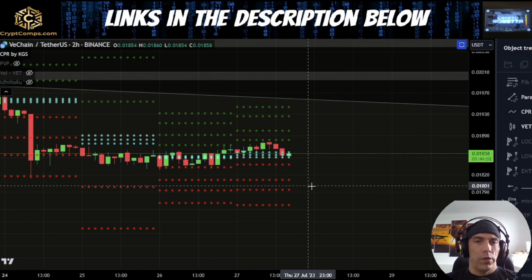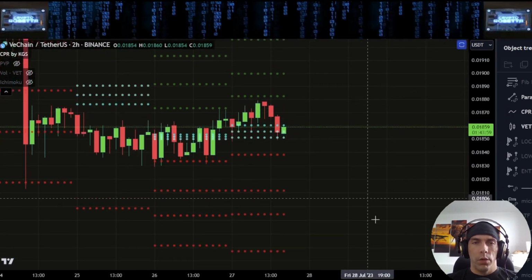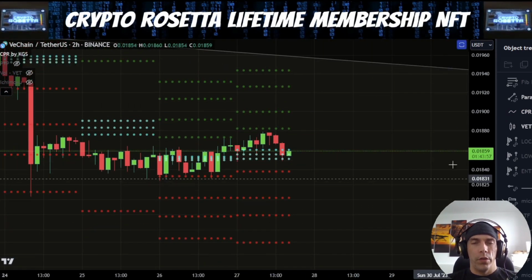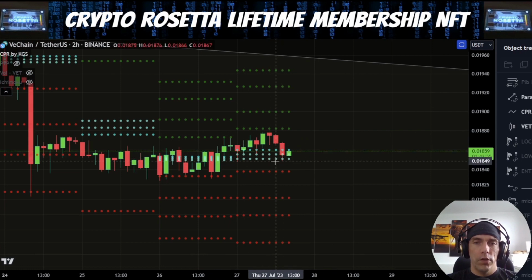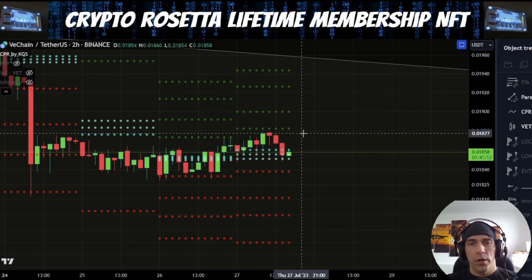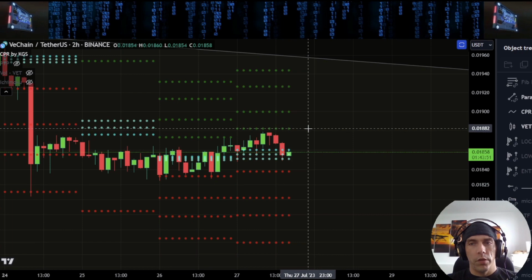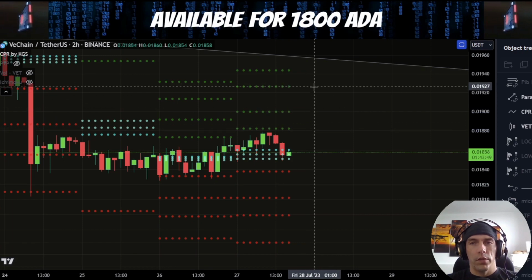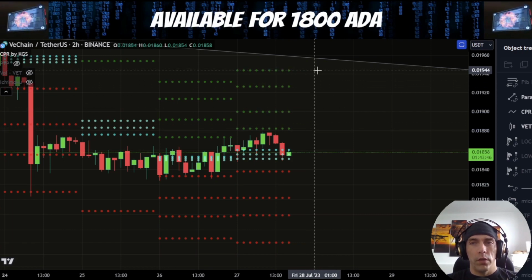Having a look at the daily CPR lines here, what we can see is that we have actually printed a slightly higher CPR line. Now, if we manage to hold these, potentially we could see price look to move to the upside. Targets to the upside for today would be this 1882. We have this 1899, 1926 and this 1944.